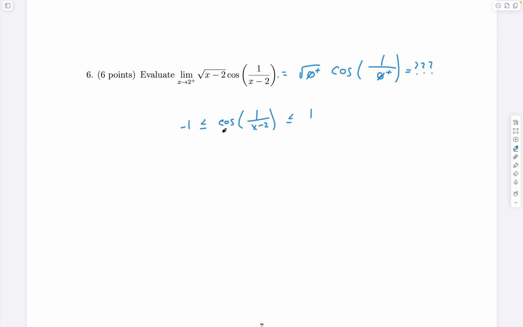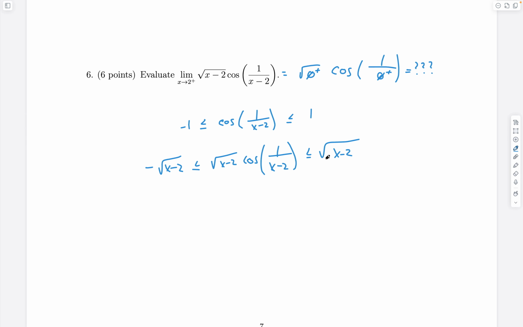So if this is true, this is only part of my expression. Now I need to build up to get the full expression, the full value here. So I'm missing the root x minus 2. What I'll do is I'll multiply all of our pieces by root x minus 2. Okay, this would be negative root x minus 2. On the right side, it's positive root x minus 2.